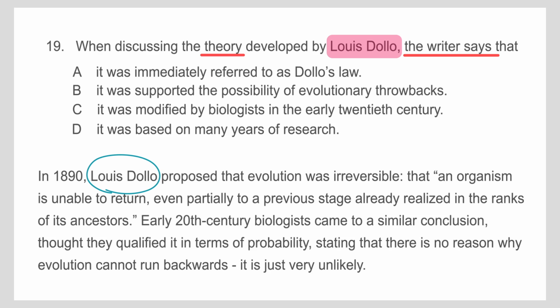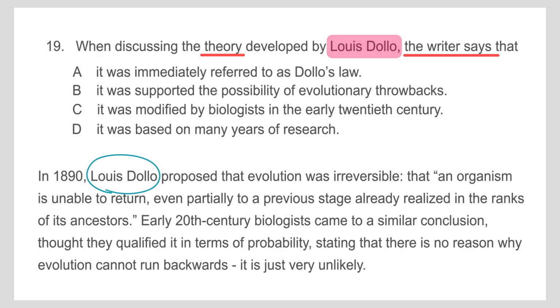It is just very unlikely. Now, after reading the paragraph, let's read the question again. When discussing the theory developed by Louis Dollo, the writer says that the writer of this text we mean? What does the writer say after discussing the theory?